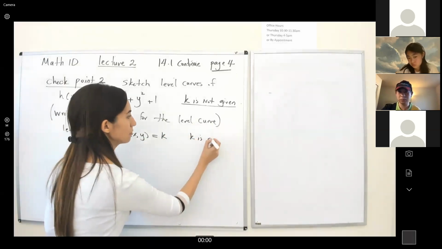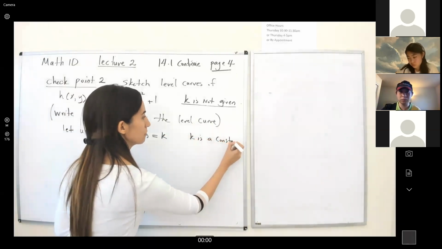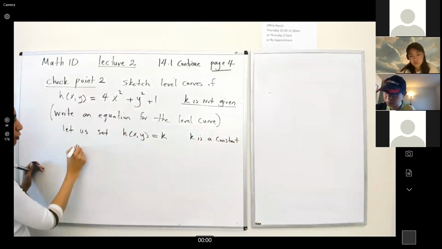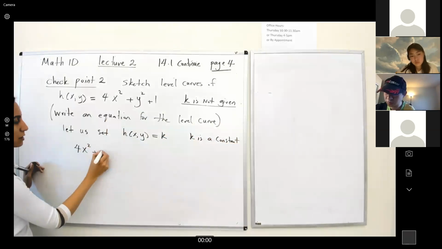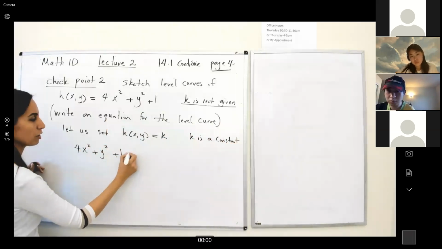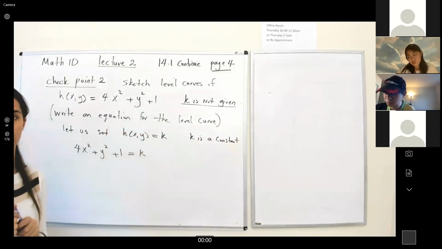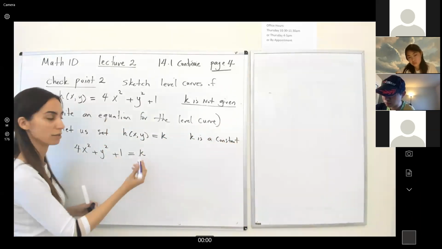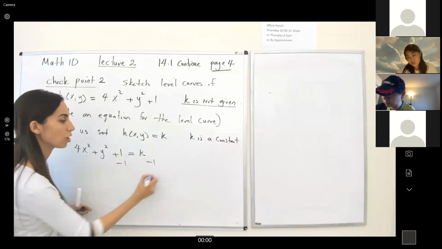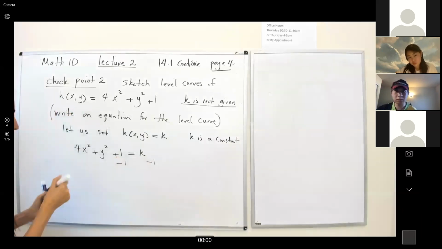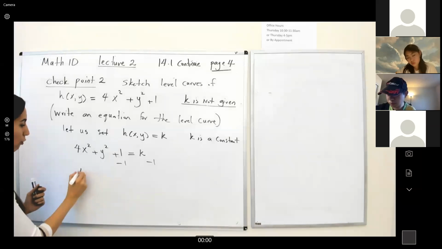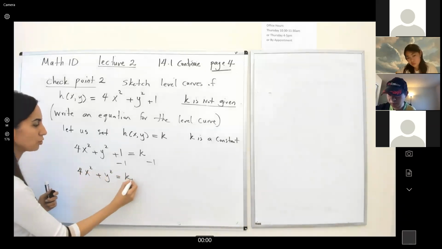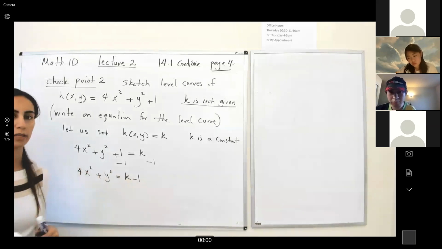Well, what do I have here? I have 4x squared plus y squared plus 1 equals k. At the same time, I know 1 and k are constants. So what I'm going to do is subtract 1 from both sides. And what do I get? I get 4x squared plus y squared equals k minus 1.